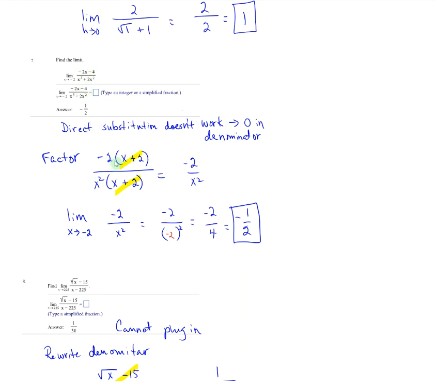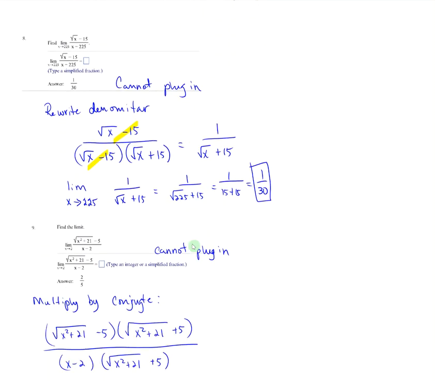On the top, if I take out -2, I get x plus 2. If I take out x squared here, because that's what's common, I'm left with x plus 2. That works out nicely. Cancel those out. You have -2 over x squared. So now you're taking the limit as x approaches -2 of -2 over x squared. We'll plug in. We end up with -2 over 4, which is -1/2. So we're good.